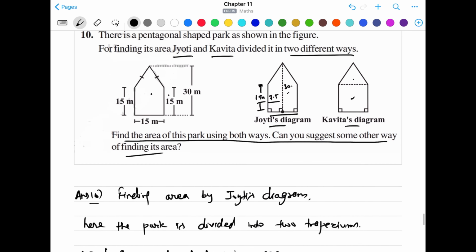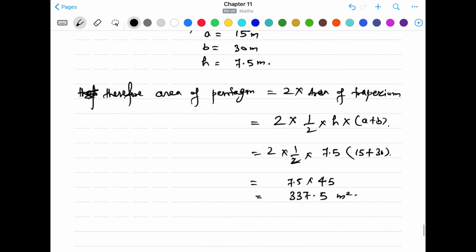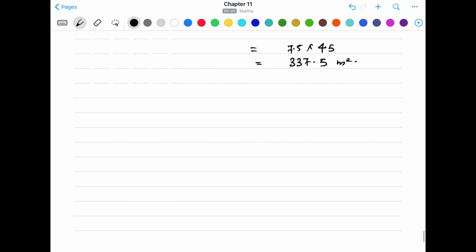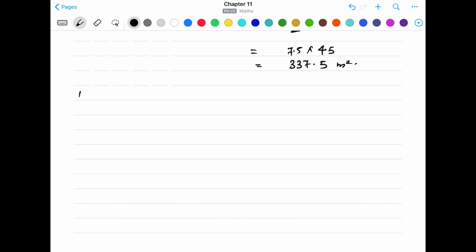Okay, now we're going to calculate the area of the same pentagon by Kavita's diagram. So let's write finding area by Kavita's diagram.